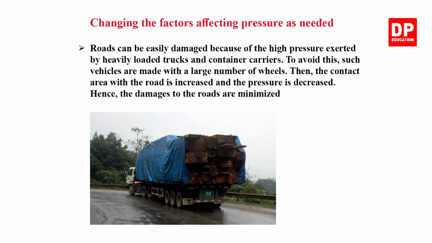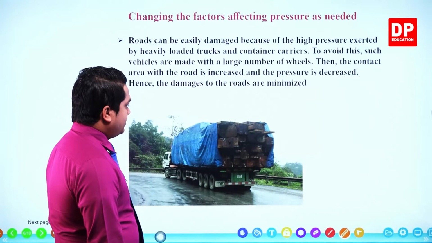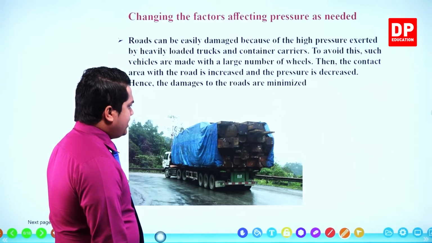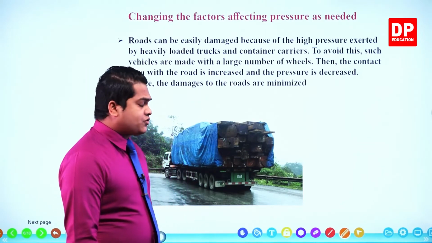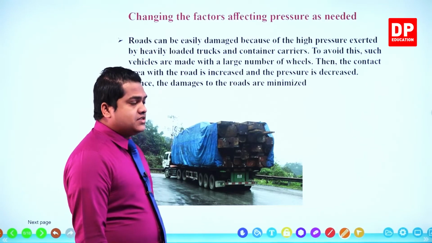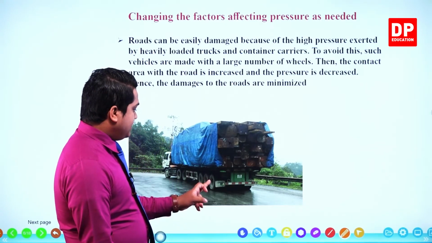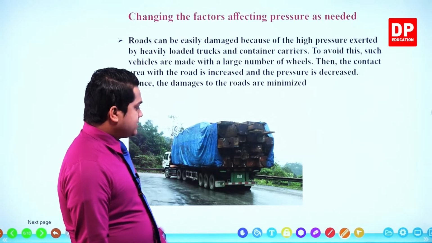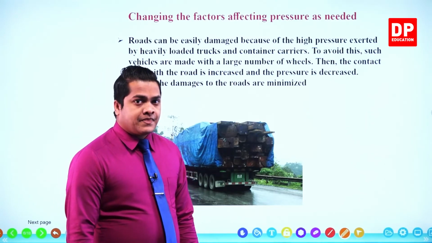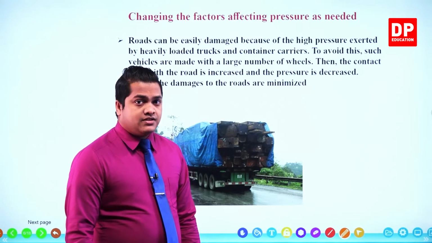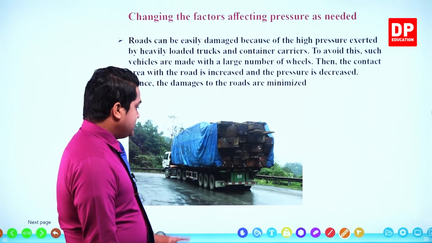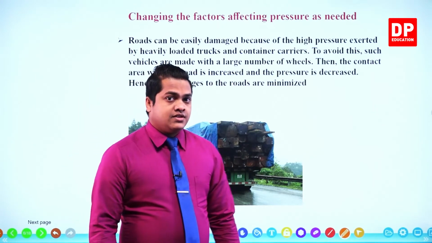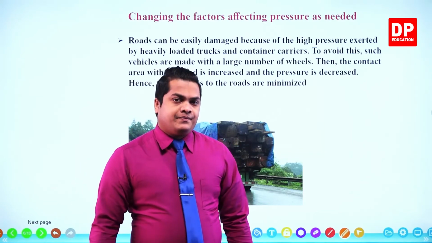So here you can observe a loaded truck, right? You can see there is a heavy load within this truck. And once again, unlike normal vehicles, these trucks have a large number of wheels. Now, if you count the number of wheels in here, it has 1, 2, 3, 4, 5, 6, and on the other side also there should be 6. So all together there are 12 wheels, right?